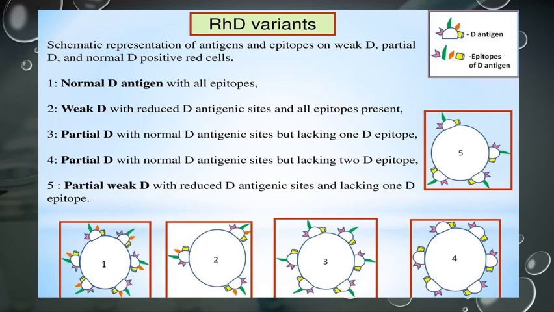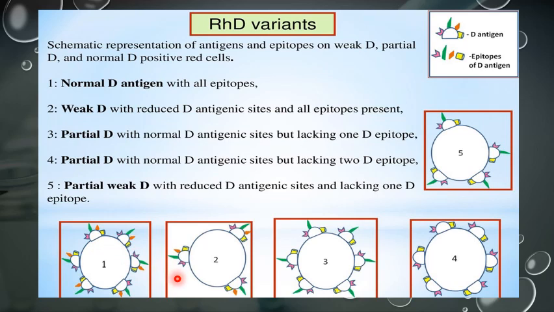So class, this is a schematic representation of antigens and epitopes on weak D, partial D, and normal D positive red cells. Number 1 shows a normal D antigen with all its epitopes. These colored ones are the epitopes, and as a whole, this is the D antigen. So ito, sa number 1, kompleto yung antigenic sites at kompleto din yung epitopes ng D antigen.